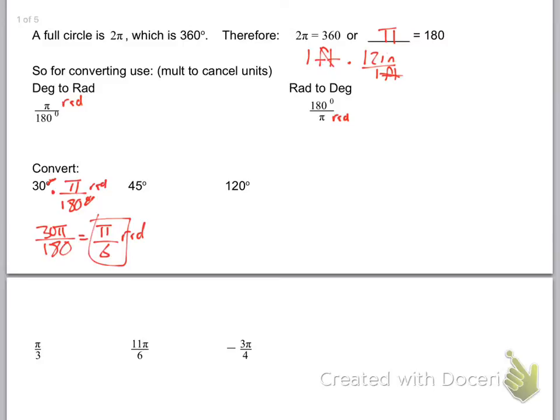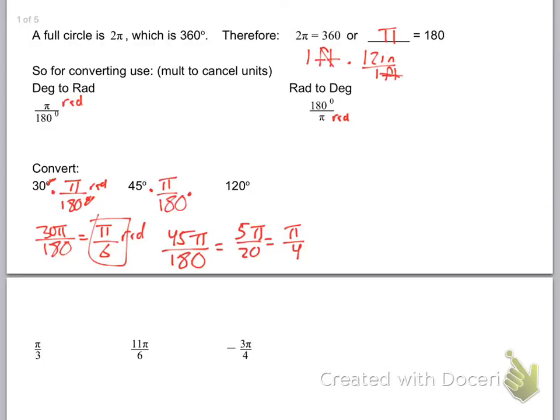So, looking at 45 degrees, I'm going to multiply that by what? Pi over 180 degrees. So you end up with 45 pi over 180. And then by 9, okay. So that'd be 5 pi over 20. I can reduce that again. That becomes pi over 4.